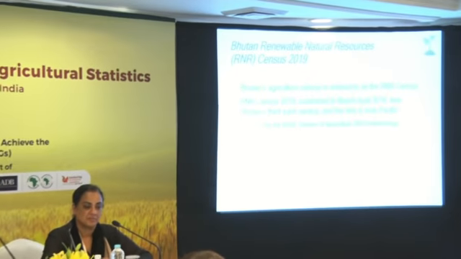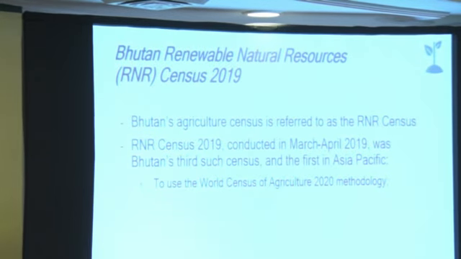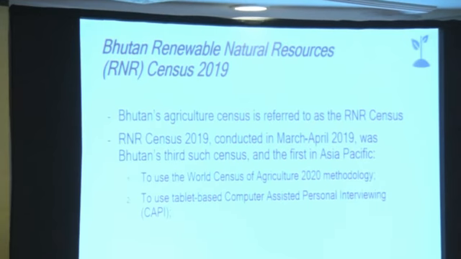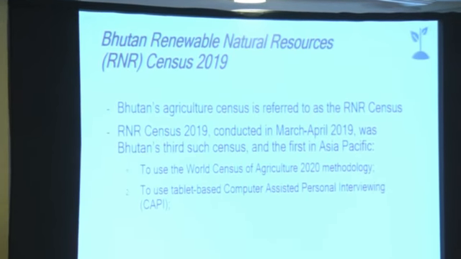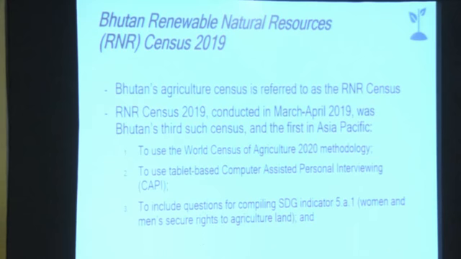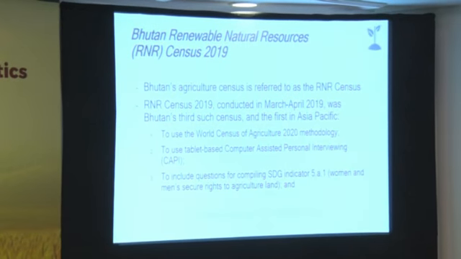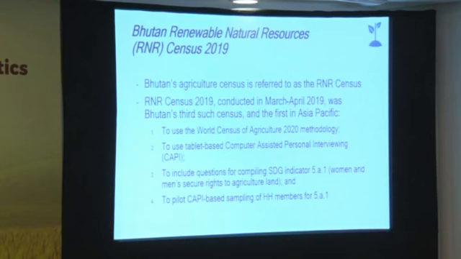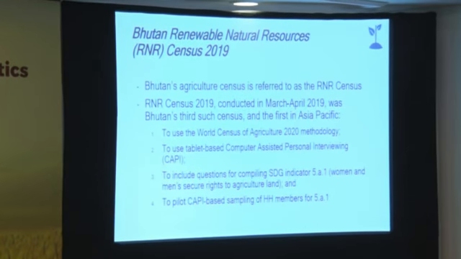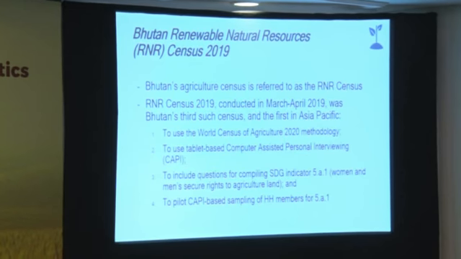And it's the first in Asia Pacific to conduct its census in conformity with the World Census of Agriculture 2020 methodology, and to use tablet-based computer-assisted personal interviewing method, to include questions for compiling SDG indicator 5.8.1, to pilot CAPI-based sampling of household members for 5.8.1. So I guess Bhutan is doing a good job.